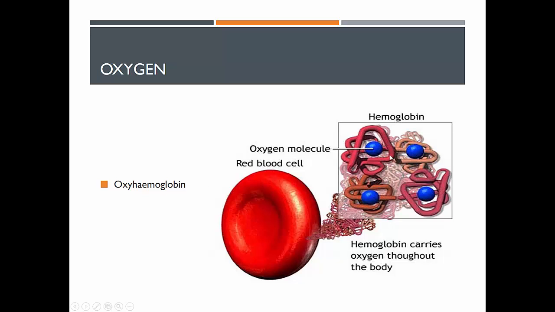Hemoglobin can carry 4 molecules of oxygen. That's pretty important. Rather than just one molecule, it can carry 4 of them. So that's pretty cool. Oxyhemoglobin is the form in which oxygen is carried.